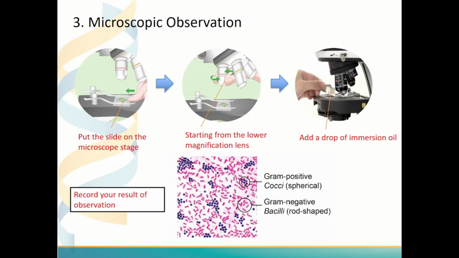We can see that there will be a gram positive and a gram negative. For the gram positive, the color will be purple, and for the gram negative one, the color will be pink. And the example for the gram positive is cocci, which has a round or spherical shape. Meanwhile, for the gram negative one is bacilli, which has a rod shape. And after that, you have to record your result of observation.